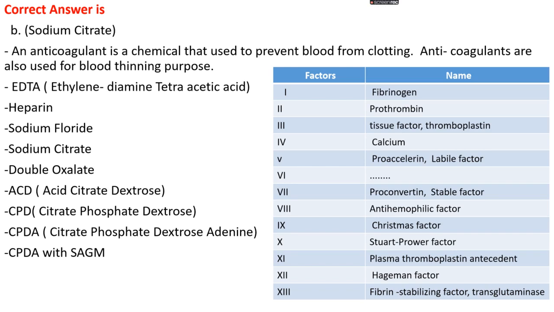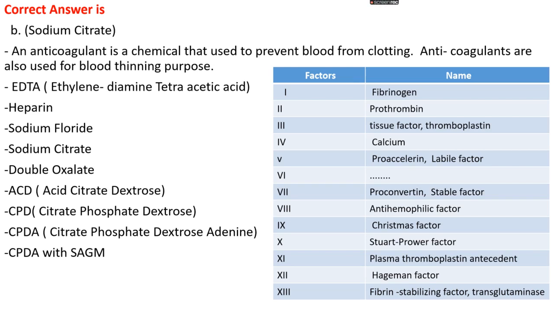An anticoagulant is a chemical that is used to prevent blood from clotting. Anticoagulants are also used for blood thinning purposes. Let's see some examples of anticoagulants, that is EDTA, ethylenediaminetetraacetic acid. Heparin, heparin is a natural anticoagulant. Sodium fluoride, sodium citrate, double oxalate. ACD, that is acid citrate dextrose. CPD, that is citrate phosphate dextrose. CPDA, that is citrate phosphate dextrose adenine. CPDA with SAGM.